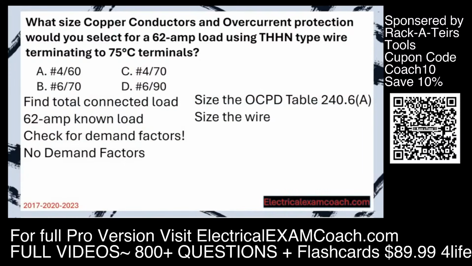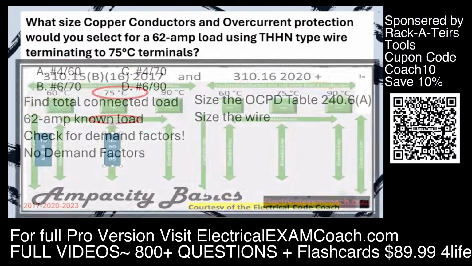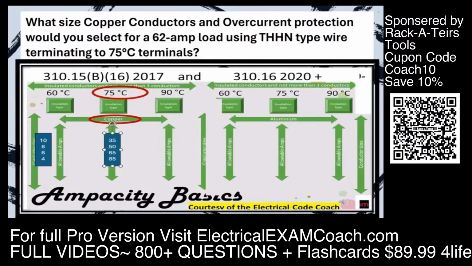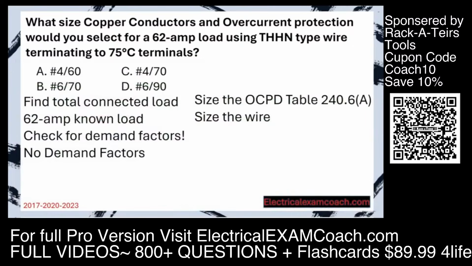Now, we can size our wire. For that, we're going to head to our primary ampacity table. We're going to be sure to start on the copper side because it's asking for copper. We're in the 75° C column. We slide down and find a wire that can cover the known load. And we find out that we're going to have a 6-gauge wire on a 70 amp breaker.